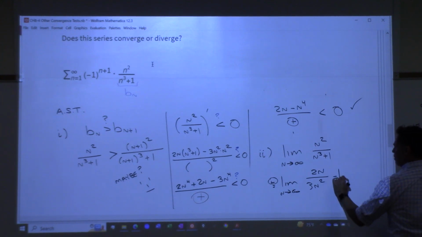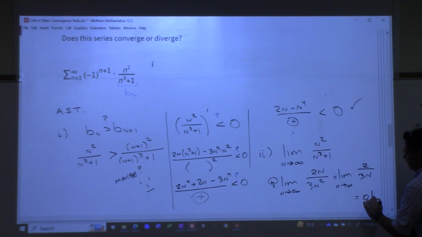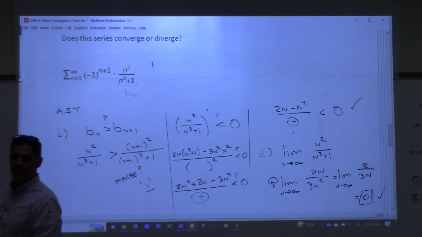But that's just, we don't do L'Hopital. No, because algebraically you can simplify it first. You never want to use L'Hopital if there's still algebra that can be done. So you go here, and that's fixed over infinity. That goes to 0. Boom. Both conditions hold. This series converges.